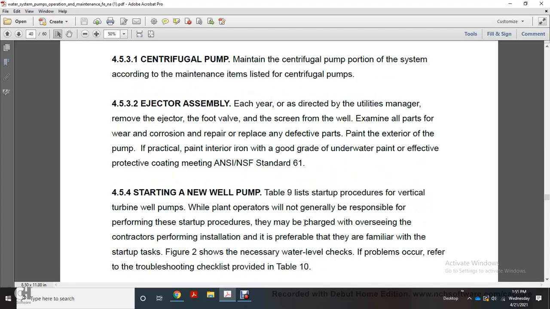Starting a new well pump. Table 9 lists the startup procedure for the vertical turbine well pump. The plant operator is generally responsible for the performance of these startup procedures. They may be charged with overseeing a contractor performing the installation, preferably one familiar with the startup tasks. Figure 2 shows the necessary water level to check if a problem occurs. Refer to the troubleshooting checklist provided in Table 10.